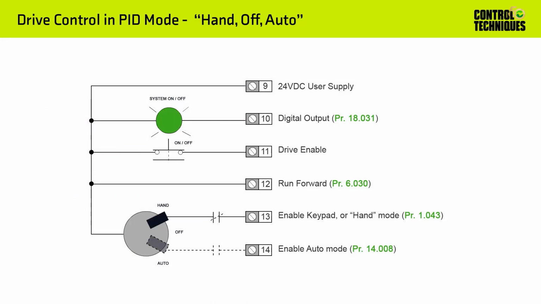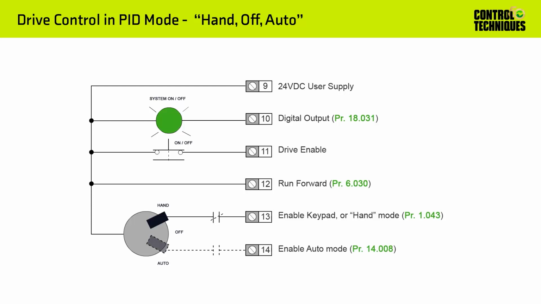One of the more popular methods of controlling the Commander drive when using the PID controller is to incorporate a hand-off-auto 3-position selector switch. The wiring diagram shown here represents how I've configured the digital control terminals in Menu 8 for this example. I used logic function 1, which is located in Menu 9, to logically AND the state of the run forward sequencer function with the state of digital input 2, that is the drive enable terminal on the Commander drive.